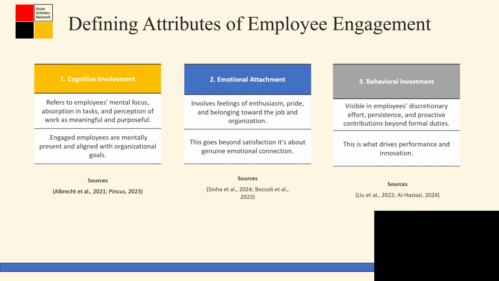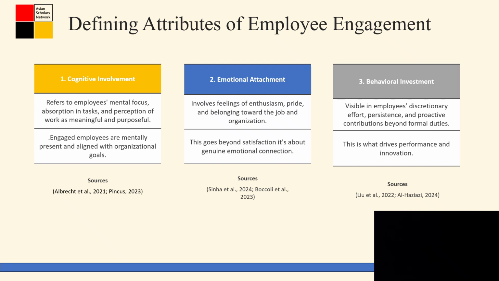This slide summarizes the defining attributes, meaning the features that must exist for us to truly call it engagement. First, cognitive involvement. The employee is mentally focused, absorbed, and sees work as meaningful and aligned with goals. Second, emotional attachment. Feelings like enthusiasm, pride, and belonging. It is more than satisfaction, it is real connection. Third, behavioral investment. Visible actions. Discretionary effort, persistent and proactive contribution beyond job descriptions. So, in one sentence, engagement is when people are mentally present, emotionally connected, and behaviorally active at work.